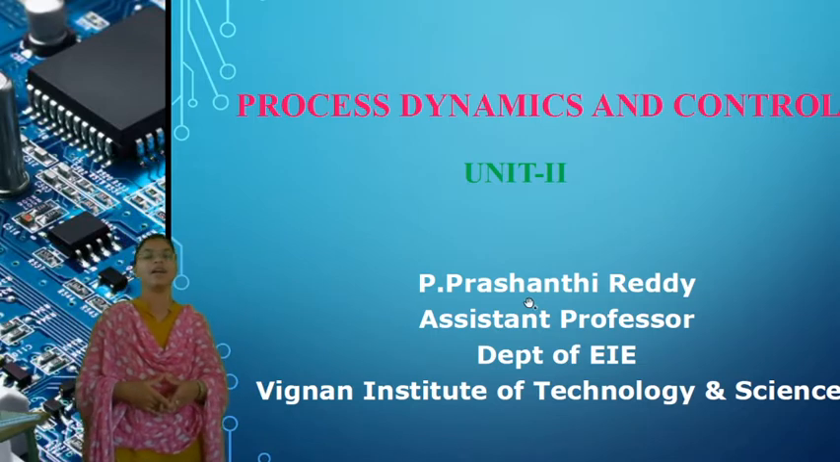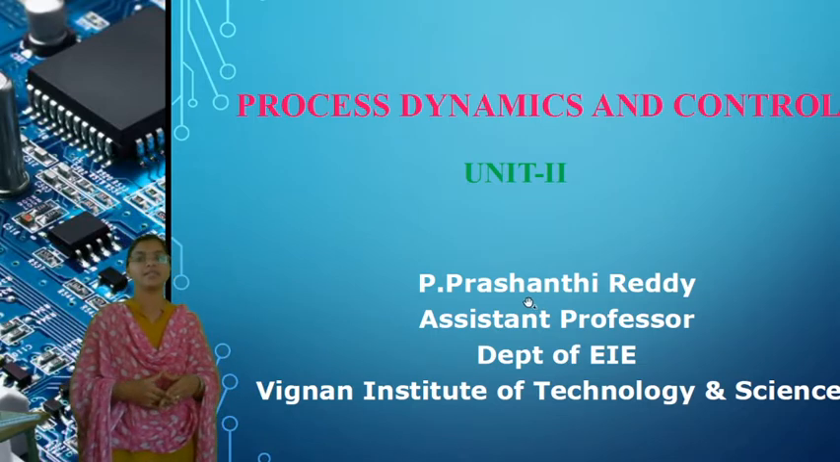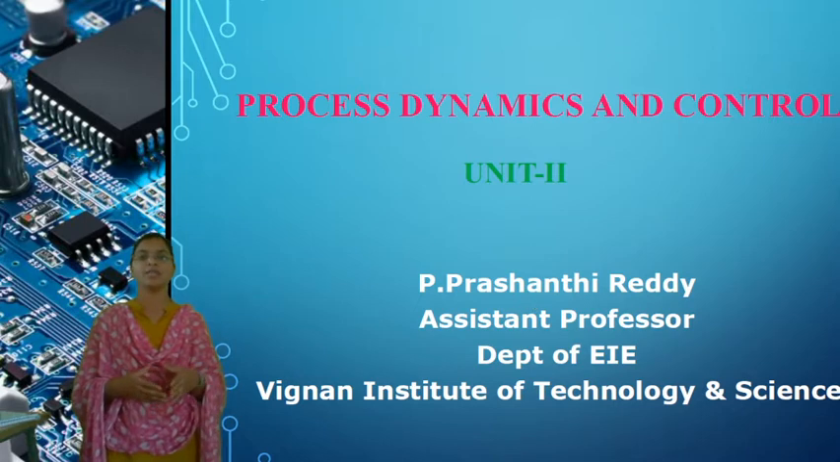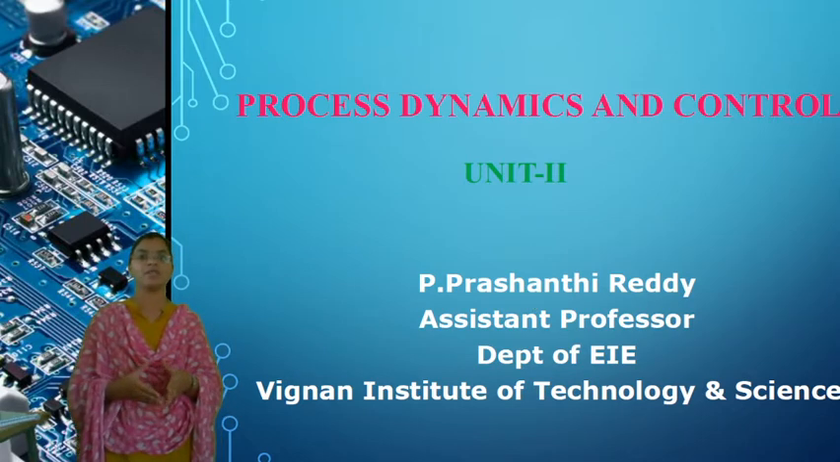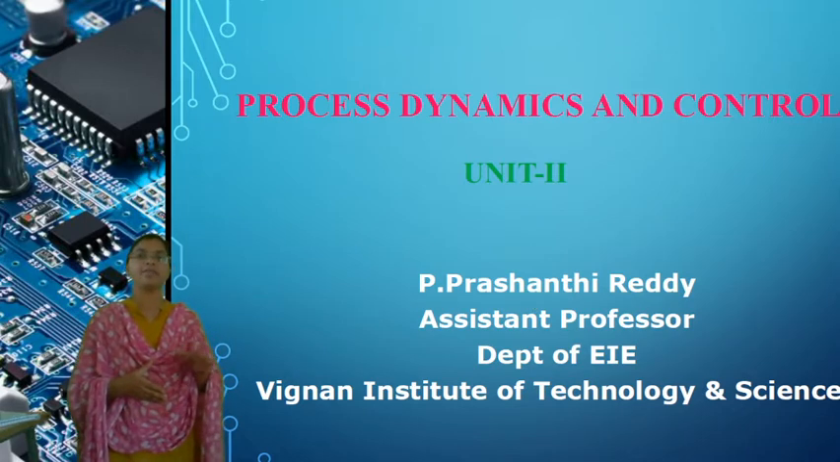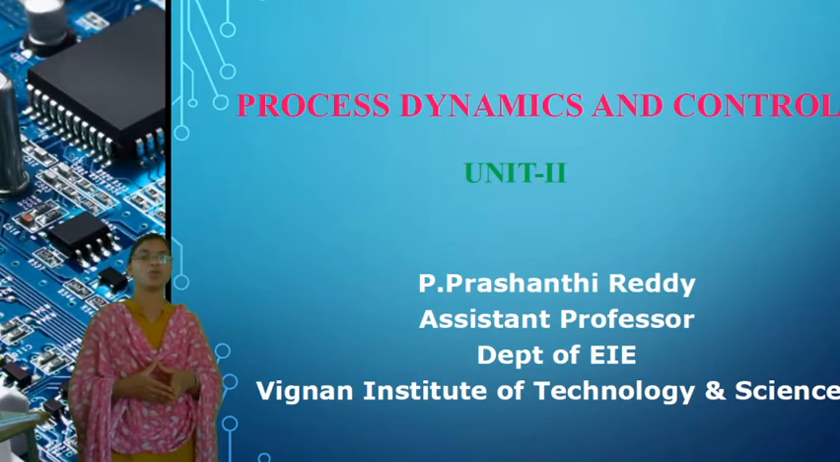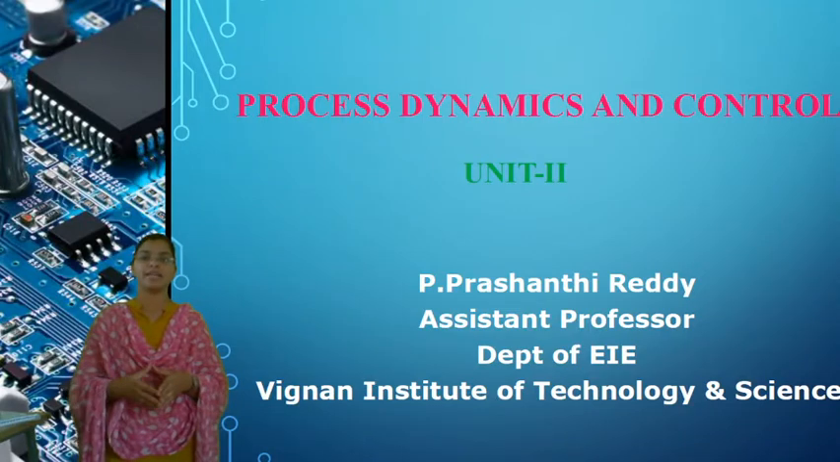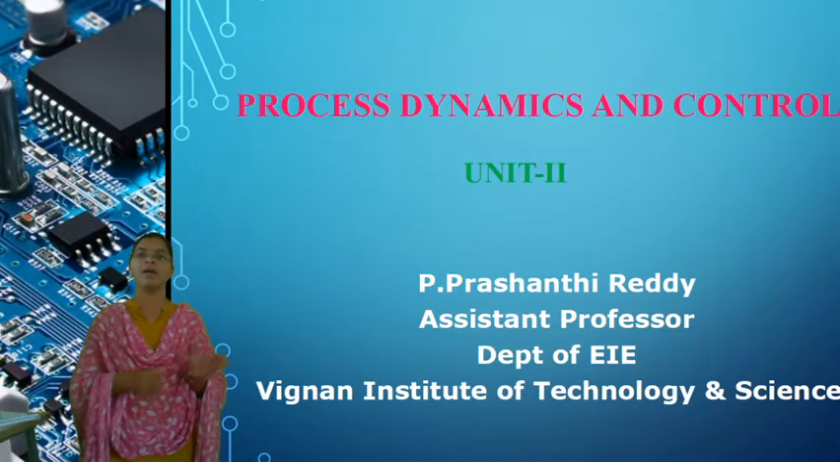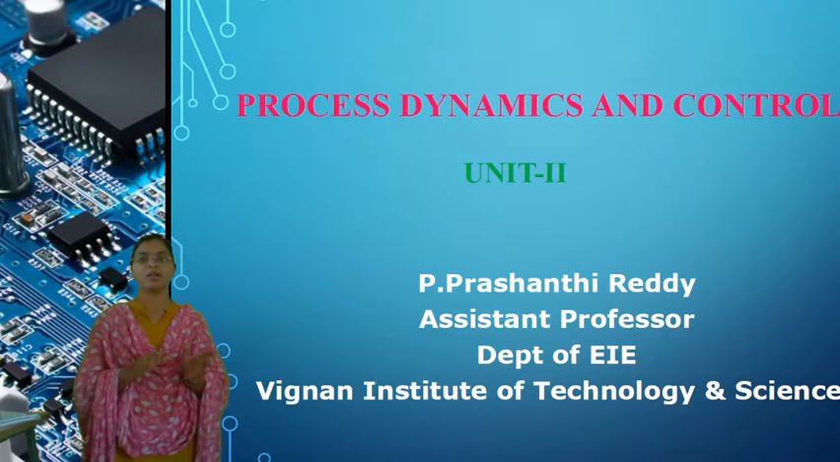Good morning, everyone. In the last chapter, we discussed the different elements and how they act in process dynamics and process industries. We also saw the different types of control systems, that is, the open loop control system and the closed loop control system, and what the examples are for open loop and closed loop. We are all clear about the entire topic.